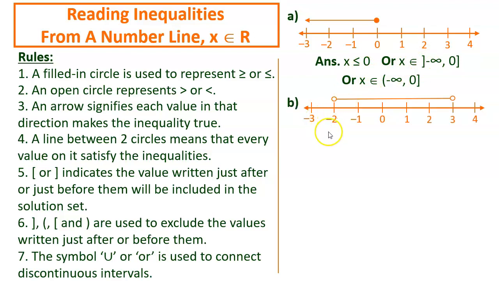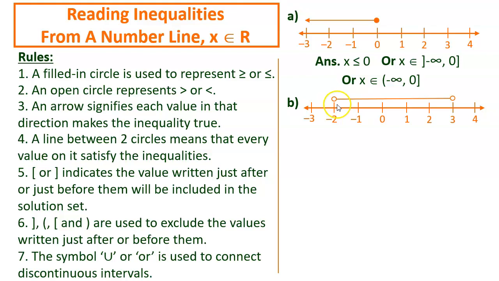Coming to the next one. Now we come to rule number 4. You see a line connecting two circles. We are having two empty or open circles, which means that every value on it satisfies the inequality. This line connecting these two circles indicates that every value on the number line which lies between these 2 points, -2 and +3, will be included in the solution set of x.